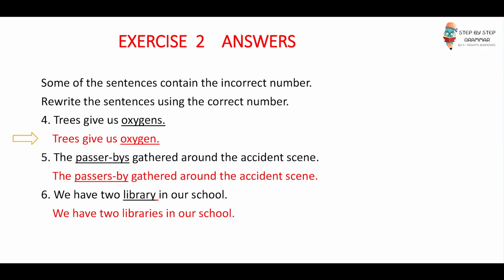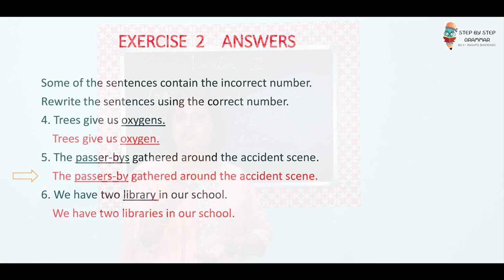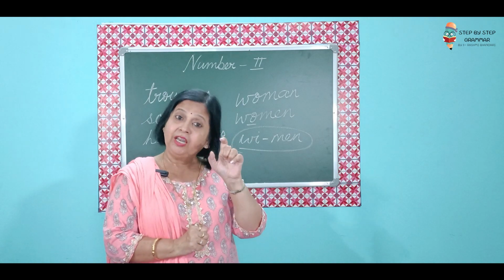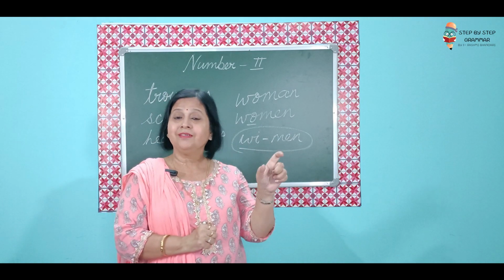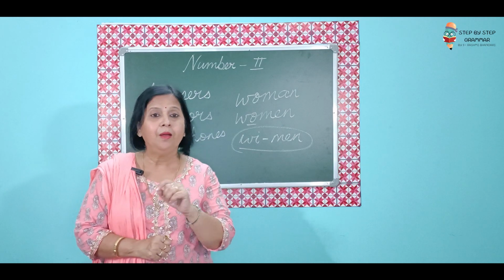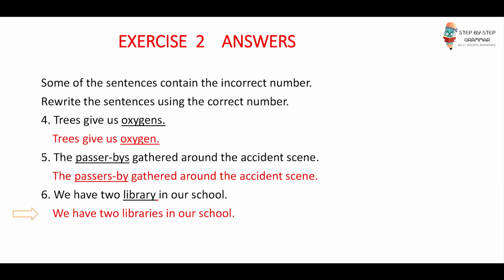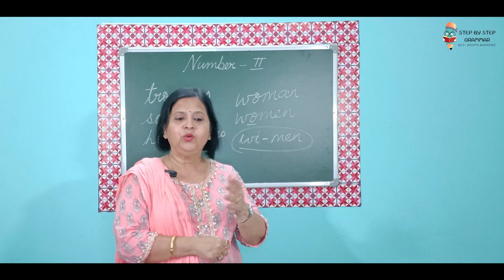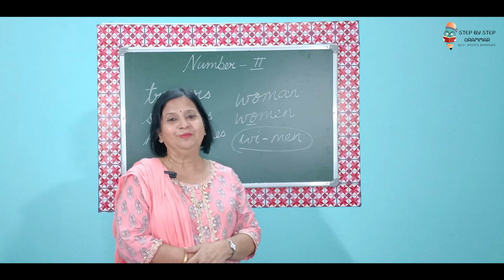Oxygen remains the same whether it is singular or whether it is plural. So obviously oxygens is incorrect. Passer-bys. No, the passers-by, like we saw those compound words, change the noun part that is there. So passer that is there, so passer-by will become passers-by. We have two library in our school. Again, the word two over there tells that we are talking about something plural. So it is two libraries. We have two libraries in our school.